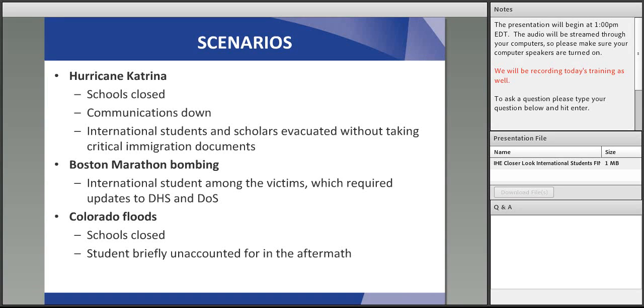Sadly, a Chinese graduate student was among the victims of the tragedy, which required notification to both DHS and the Department of State. Finally, the flooding in Colorado over the past few weeks has caused several schools to close. An international student was briefly unaccounted for in the aftermath, again highlighting the need for close communication and coordination between students, schools, and local, state, and federal authorities. These are only 3 scenarios, but represent some of the challenges institutions of higher education face and highlight the need to incorporate international students into emergency operations planning.